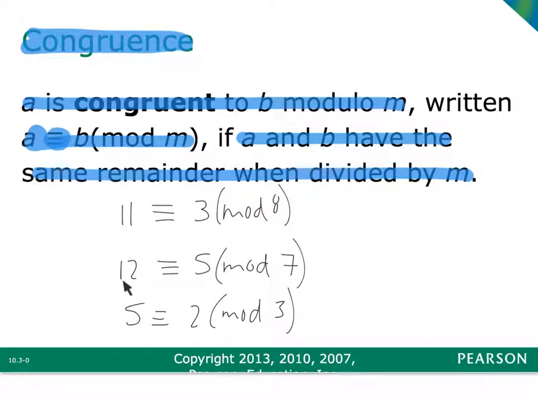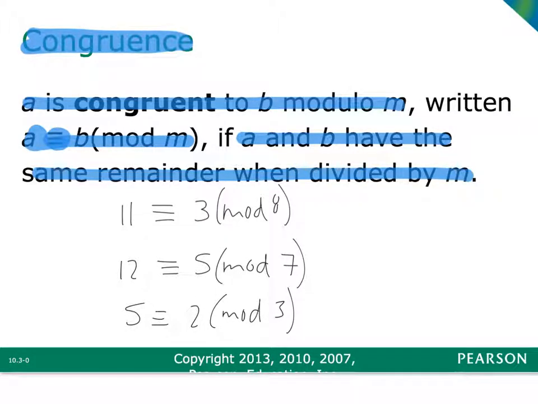When I divide 12 by 7, I get 5 as a remainder. So we can say 12 is congruent to 5 modulo 7. And then if I divide 5 by 3, I get 2 as a remainder. So we could say 5 is congruent to 2 modulo 3.